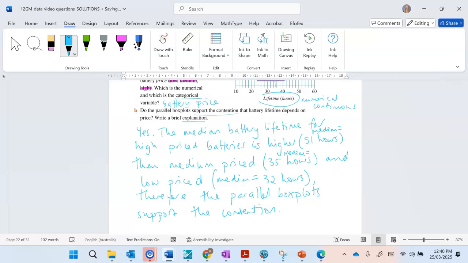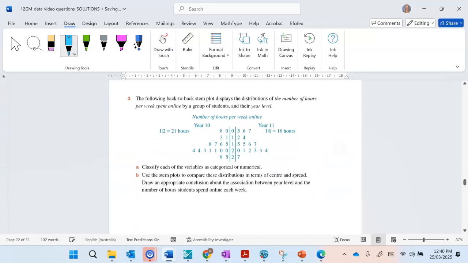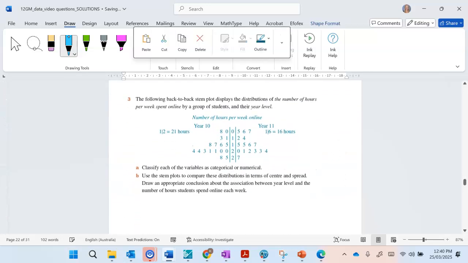All right, now I think we've got one question to come. Oh, we've glitched. Come on, there we go. All right, so we've got back-to-back stem and leaf plots here. And I thought it would be good to do this one because I don't think in the previous video we kind of covered the shape of a stem plot.